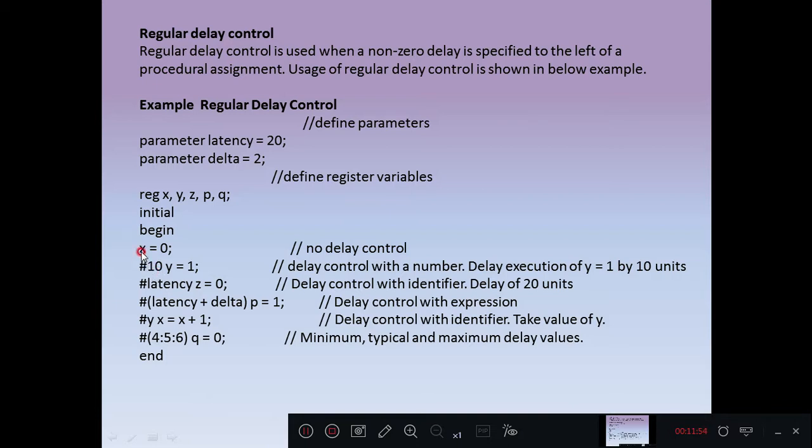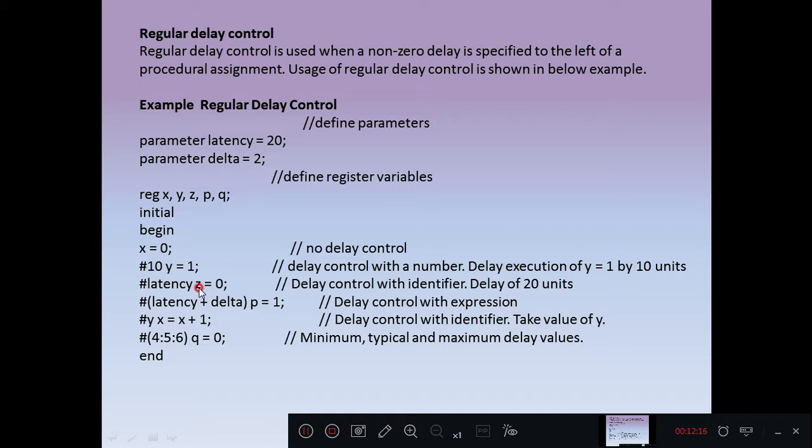Here delay is not mentioned, so immediately X will be updated with value 0. After 10 time units Y will be updated with the new value. After an additional 20 time units, that is 10 plus 20, at 30 Z will get value 0, like that. Your statement execution is delayed by the time specified.